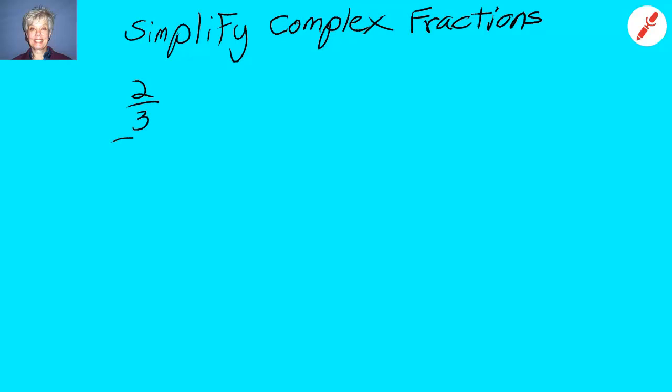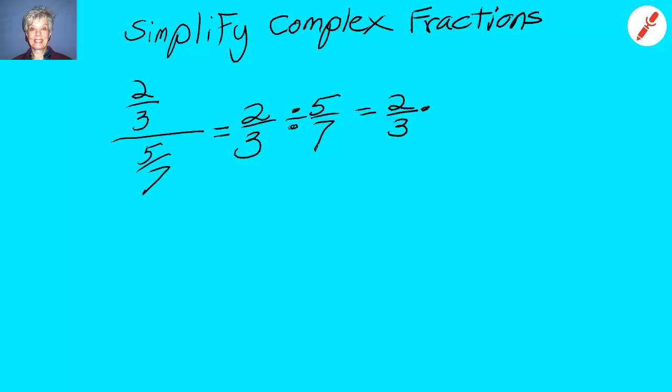So let's start off with a number fraction, something right out of pre-algebra, 2/3 over 5/7. All that means is that the fraction 2/3 is going to be divided by the fraction 5/7. And when you divide a fraction by a fraction, you multiply by the reciprocal of the second fraction. Then you multiply the numerators together, the tops, and you multiply the bottoms together, and you have it.